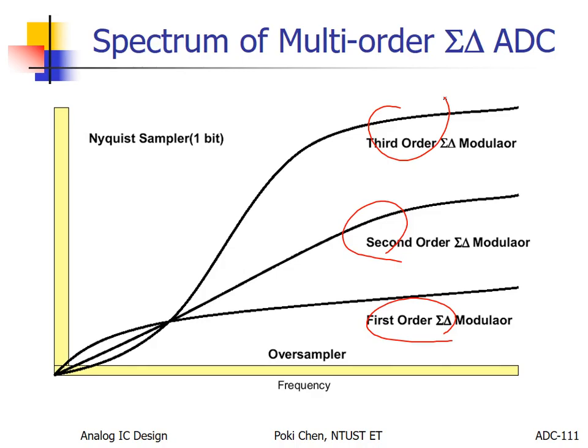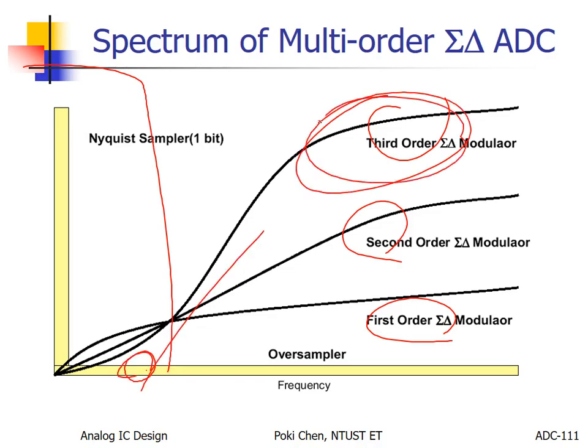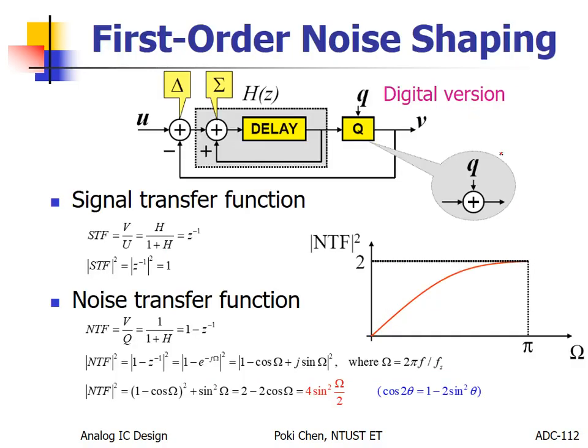the higher order, the better, because you move more and more in-band noise to be out of band. Okay? But I need to warn you again, for third order sigma delta modulation, it is more likely to be unstable. Stable, maybe unstable, so you need to be very experienced. Otherwise, something will go wrong after fabrication.